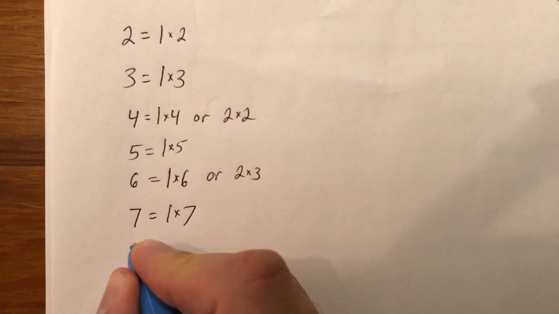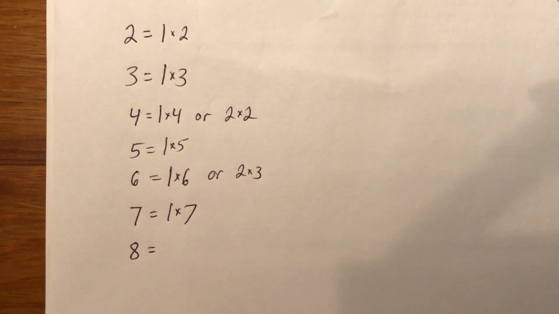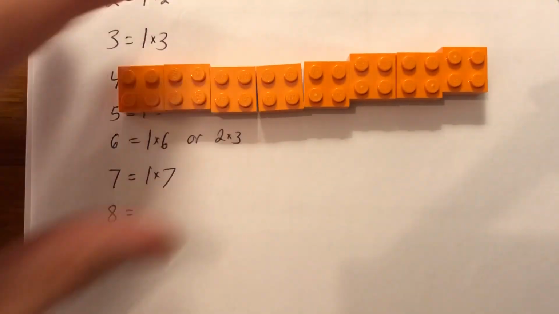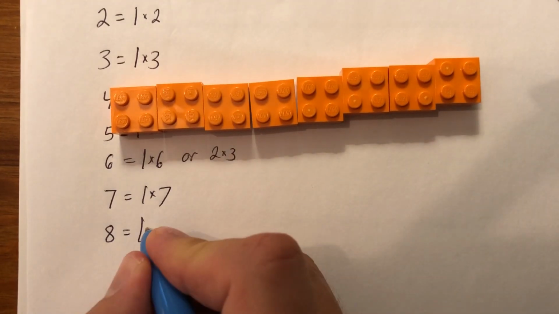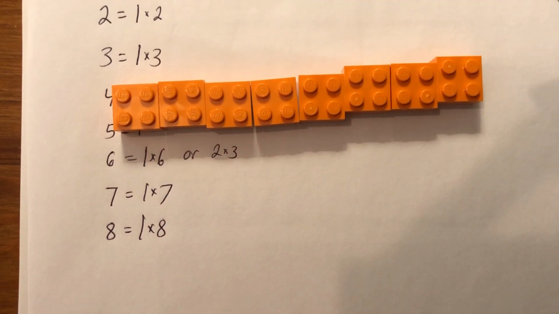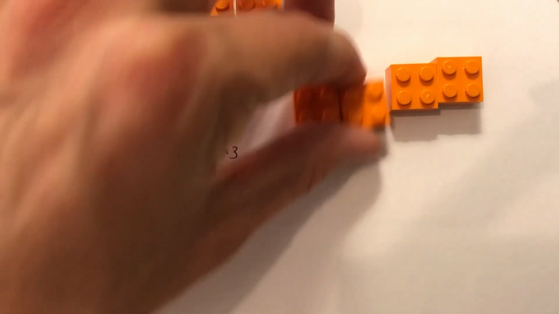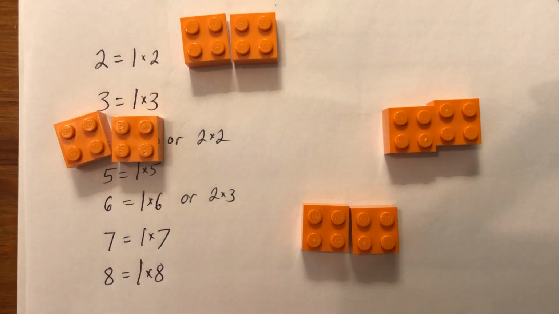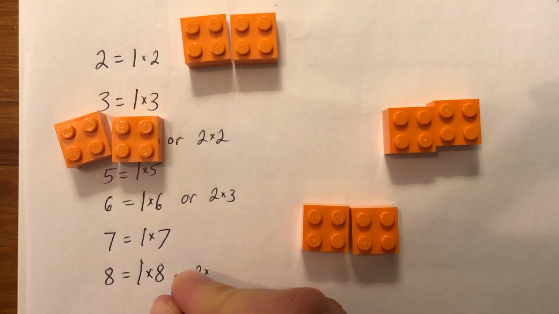A group of 8. Now, at this point, you're probably kind of bored with the whole process, and you're saying, well, where in the world is he going with this? I'll tell you. You'll see. I could do a group of 8. We can always do 1 times whatever. We could do 2 times 4. I have 2 groups of 4, or 4 groups of 2.